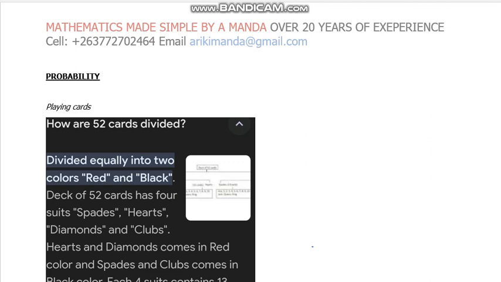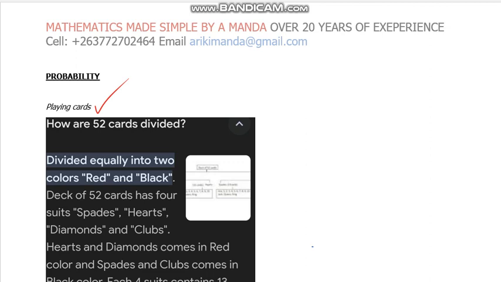Let's look at probability. We are going to look at probability, and we'll look at playing cards in particular. What about playing cards? We have to know a few things about playing cards so that we are able to answer questions related to playing cards.